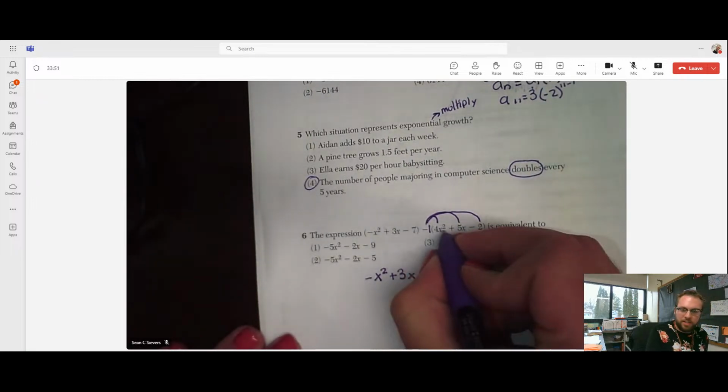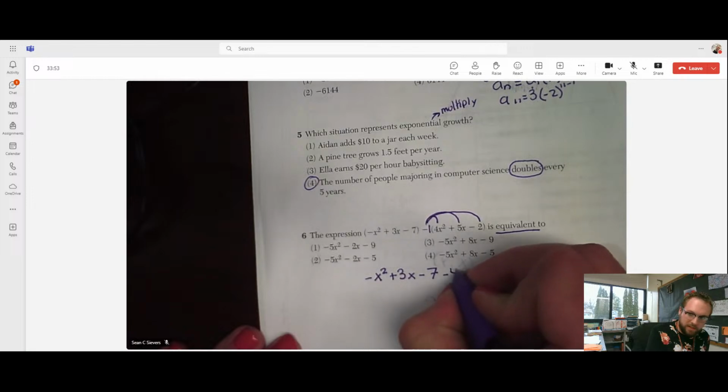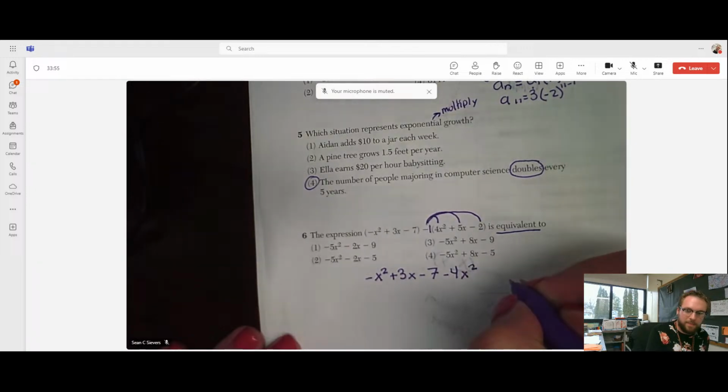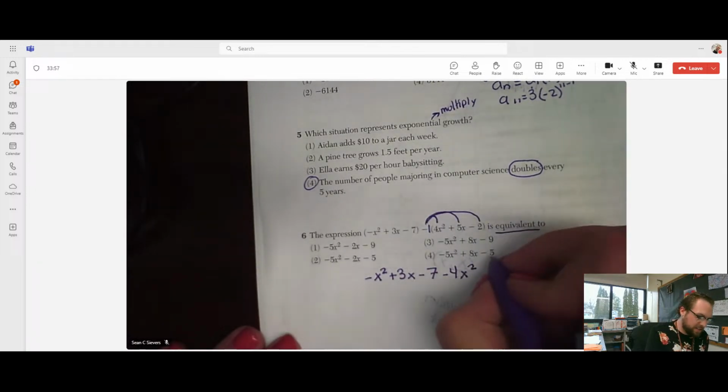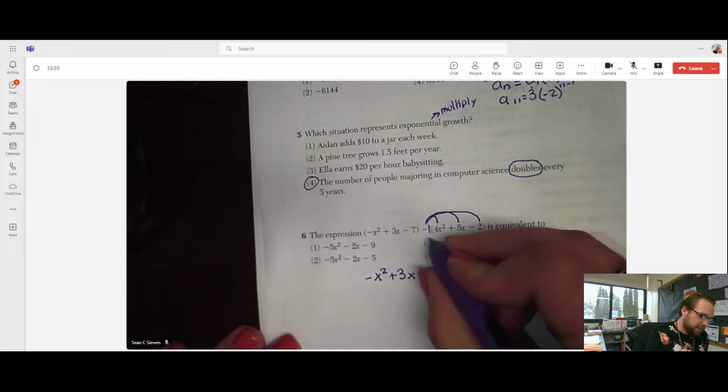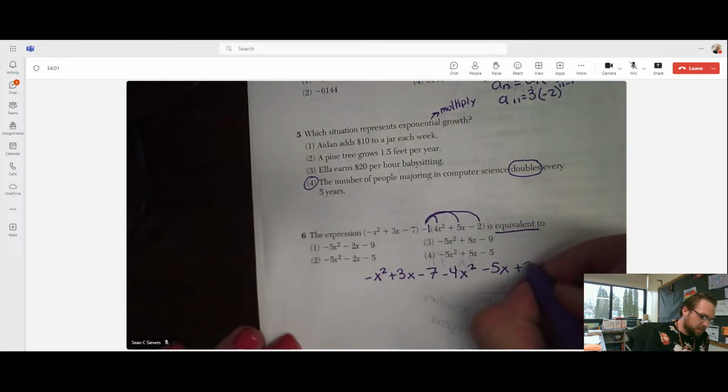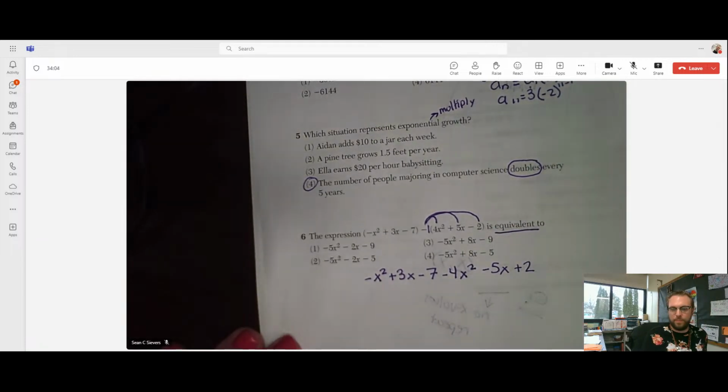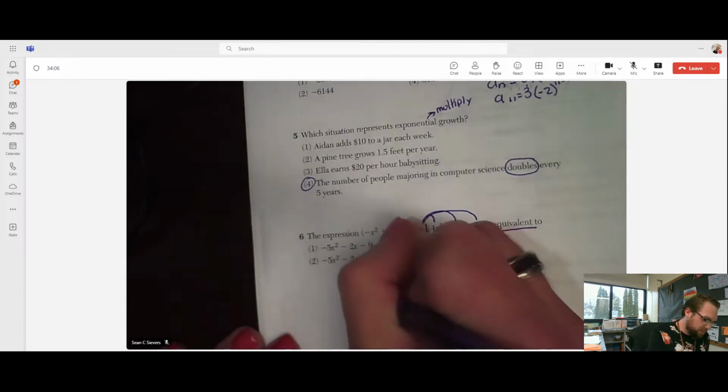And then negative 1 times 4x squared is negative 4x squared. Negative 1 times 5x is negative 5x. And then negative 1 times negative 2 is positive 2. And then we're going to combine like terms.